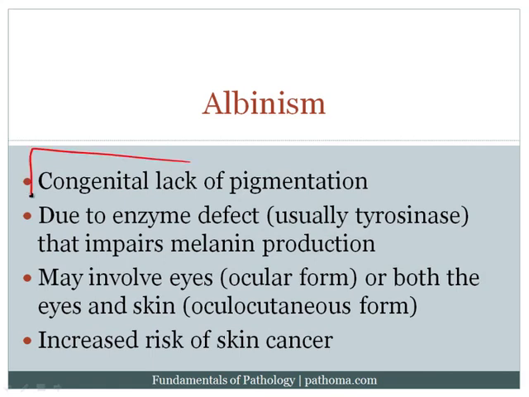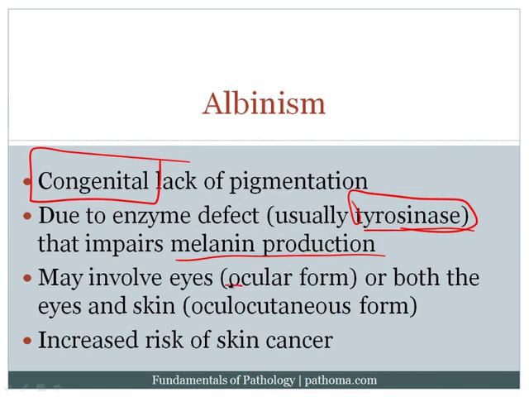Albinism is a congenital defect where the patients lack pigmentation. It is due to an enzyme defect, usually tyrosinase, that then impairs melanin production. Now again, the idea is that if you don't have tyrosinase, you can't take tyrosine and make melanin. And so you do need to know this for the examinations as well.